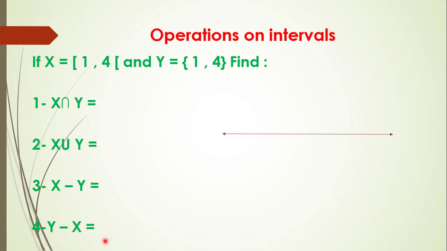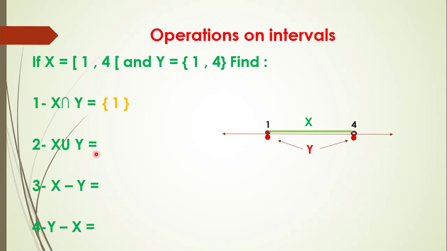So I draw the number line here, 1 and 4. The interval x is from 1 to 4, opened at 4, so this is x. Y consists of only 2 points, 1 and 4. So this is y. Okay, x intersect y means the common between x and y, which is only 1. So the set of 1.